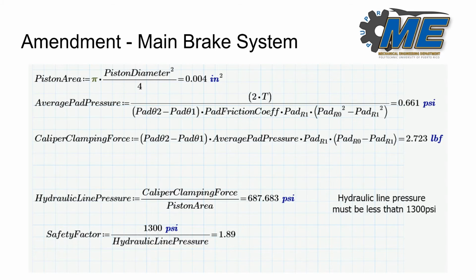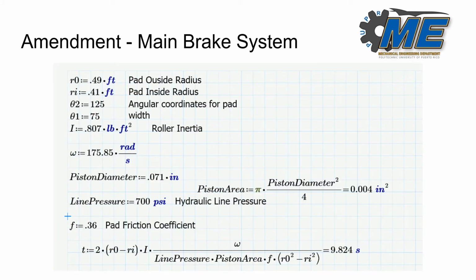Now for time to stop, using the same data that we used in the last slide, we had to bump the line pressure up to 700 psi in order to get the braking time under 10 seconds, which in this case is going to be 9.824. Again, we are using the same pad material, so the pad friction coefficient is going to be the same. The pad dimensions are going to be way smaller because it's a scale system, and the roller inertia is going to be smaller because the roller itself is a lot smaller.